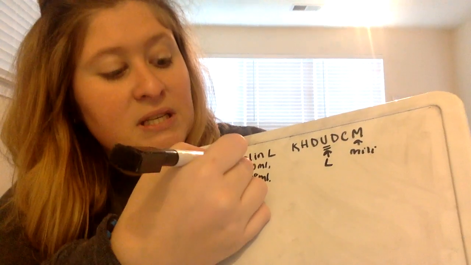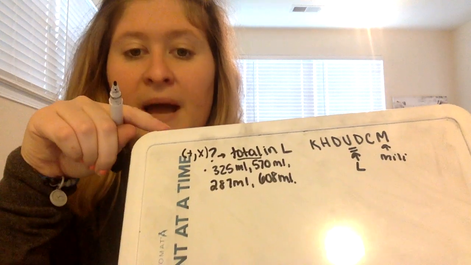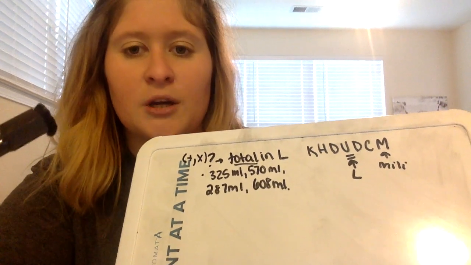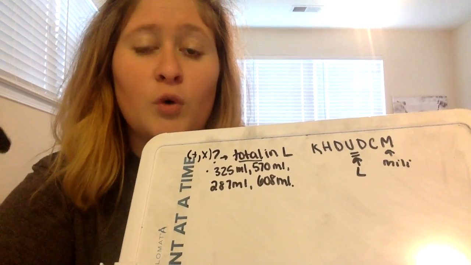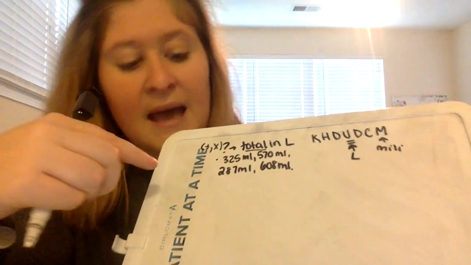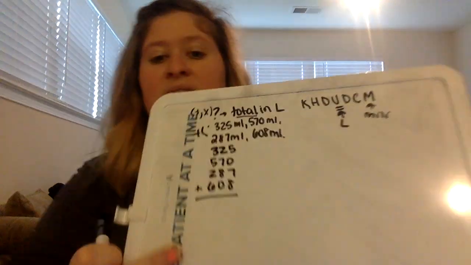We know that if we see this word total, we should either be adding or multiplying. So think about, well, she watered the plant on day 1. She's watering the plant on day 2, day 3, and day 4. Should we be multiplying that, or should we be adding it together? We should be adding these 4 numbers together. So that's our first step. So I'm going to go ahead and write them up and down. 325, 570, 287, 608, and we're adding these together.